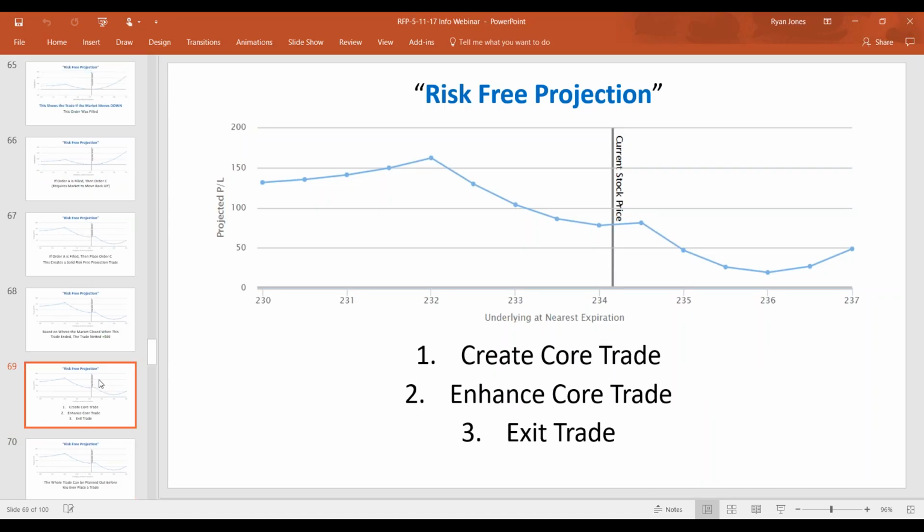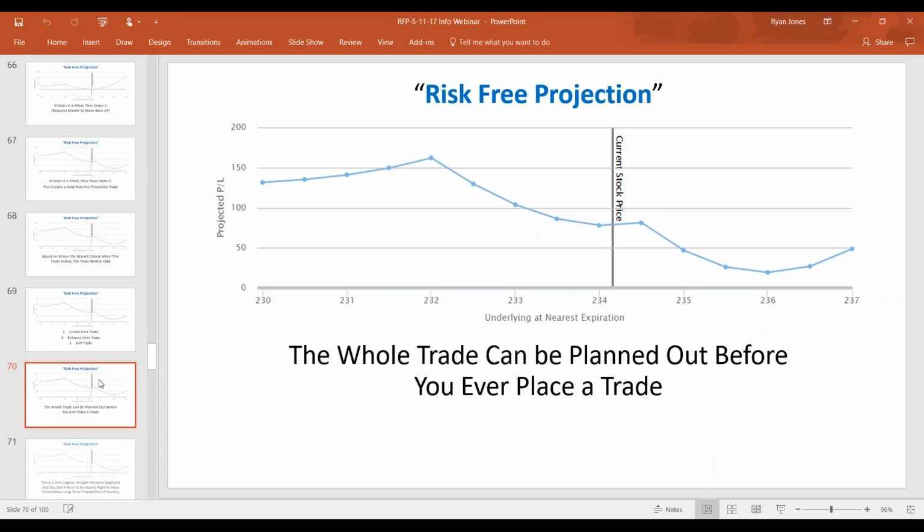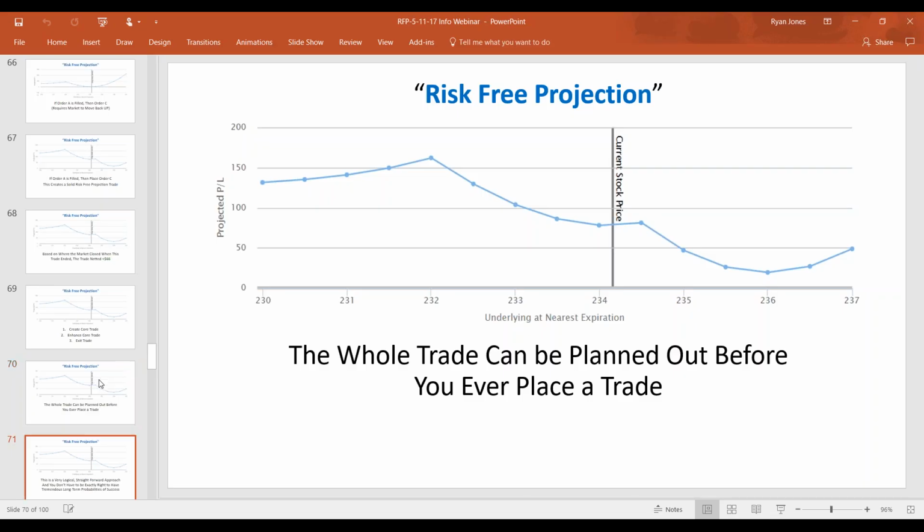So you create the core trade, then you enhance the core trade, and then you exit the trade. So it's a process that is literally that simple, and you could never do this with the same low risk, same high probability when weekly options did not exist. You just could not do it. You couldn't place on these kind of trades. You couldn't even come close. So this is why I say the opportunity here is just absolutely phenomenal.